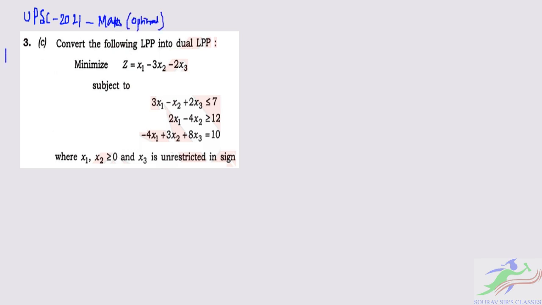So as you know, we are solving these questions from the UPSC 2021 paper of maths optional, and we are solving paper 2. In the previous video I solved questions 3a and 3b. Here we will solve the last part of question 3, the 3c. So let's start with the question.